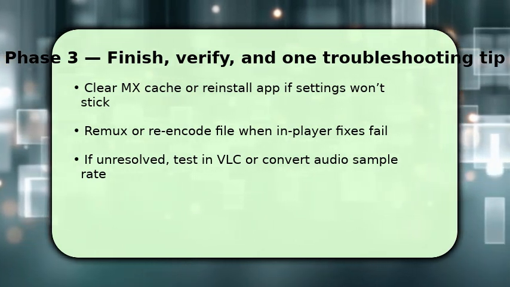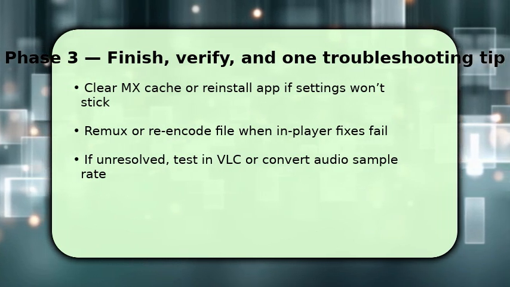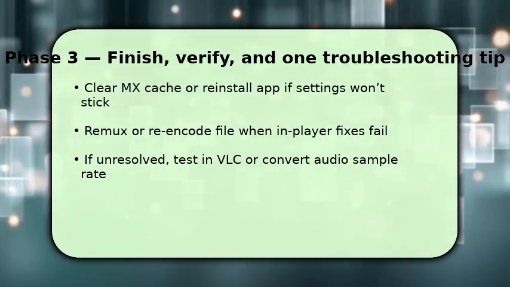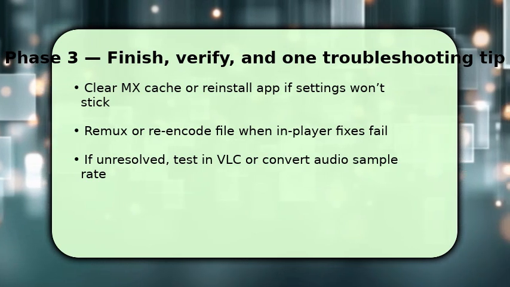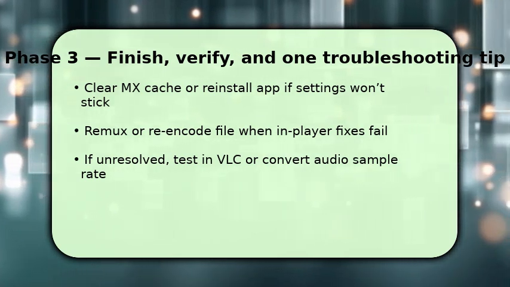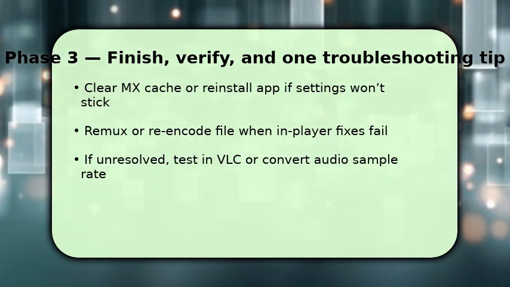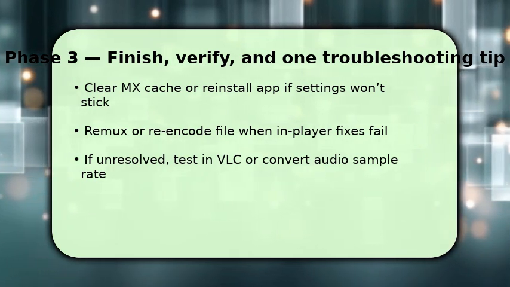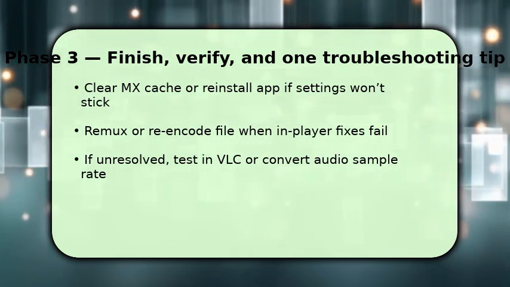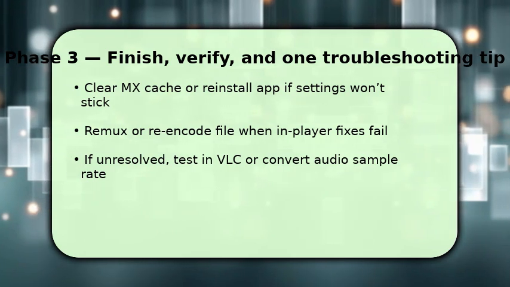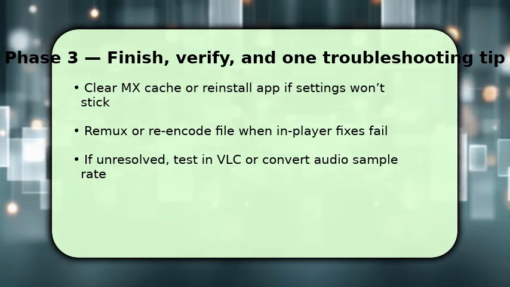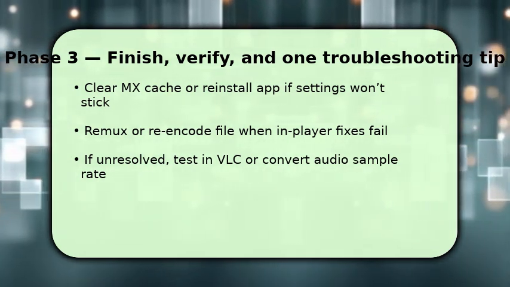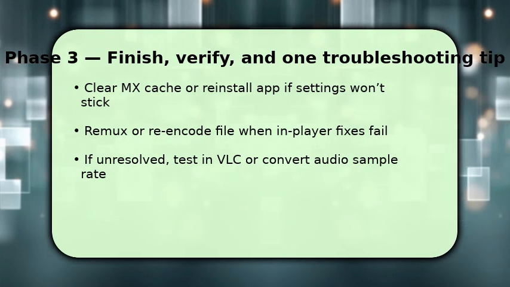If playback still lags, remux or re-encode the file with a media tool to force-correct timestamps. This resolves deep timing errors. Once complete, reopen MX Player and verify sync across the whole file. Troubleshooting tip: if problems remain, play the same file in VLC or convert the audio sample rate. This confirms whether it's the file or the player causing the delay.